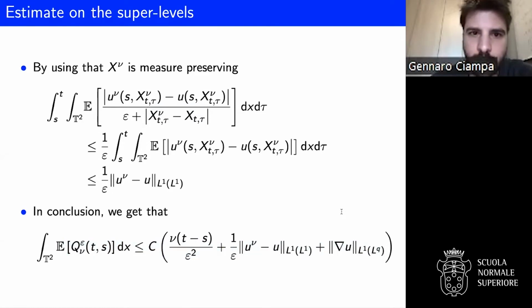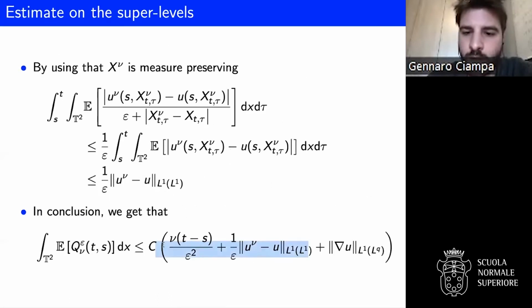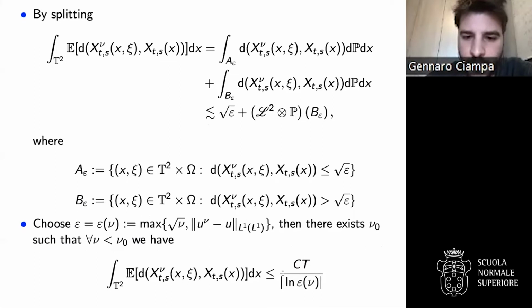So now, to quantify the convergence of the flow, basically you split the integral into where the flows are close and where the flows are far from each other, and you use this previous estimate on the superlevel sets, to get in the end that they converge like 1 over log of epsilon nu, where epsilon nu is chosen according to nu in this way. So it is the maximum between the square root of nu and the difference of the velocities in harmonic.